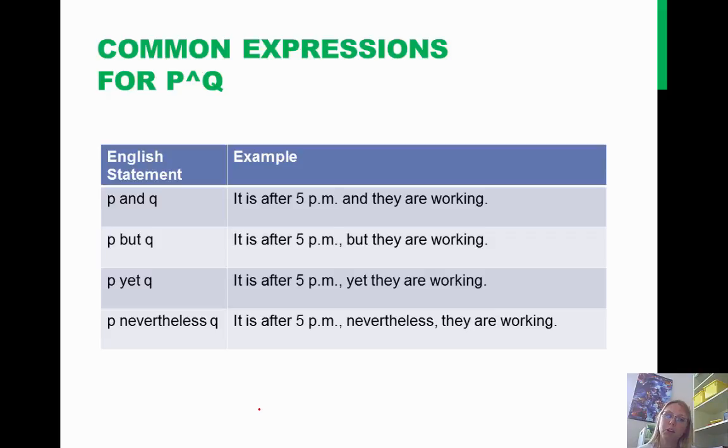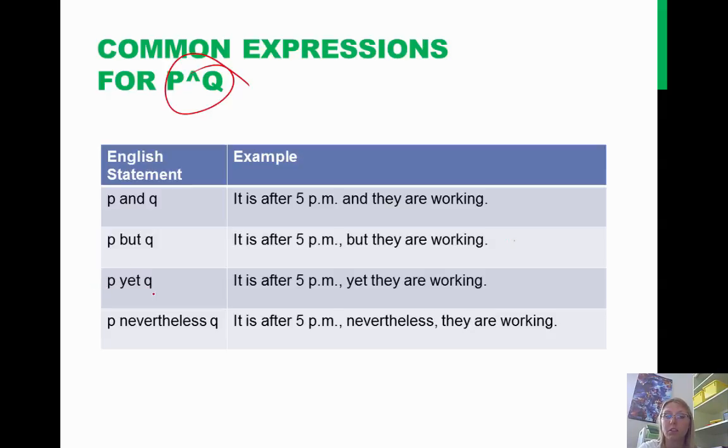So some common expressions that use the conjunction, and these are all equivalent. It would all be P and Q like that. So it is after 5 p.m. and they are working is the one that you're familiar with. You could also have P but Q. It is after 5 p.m. but they are working. It's still the same symbolic form for this sentence.